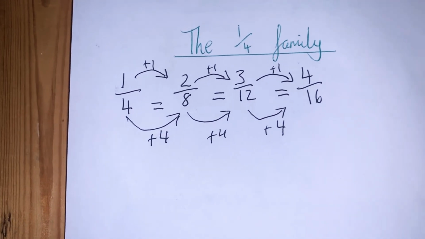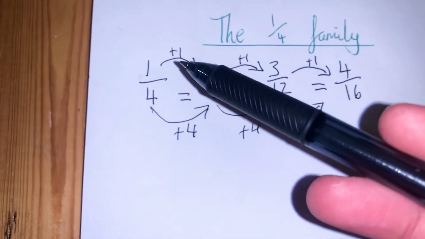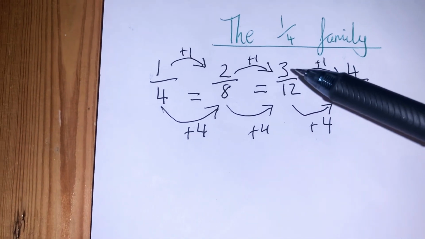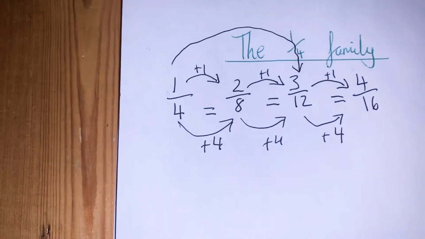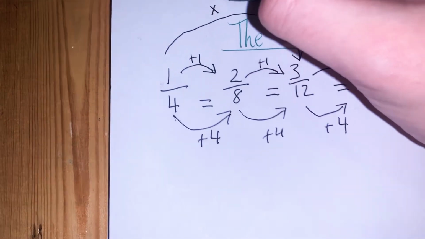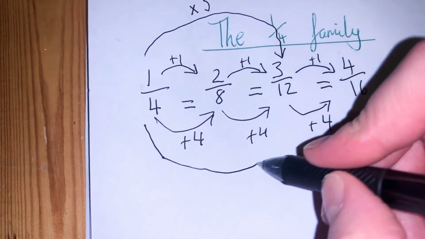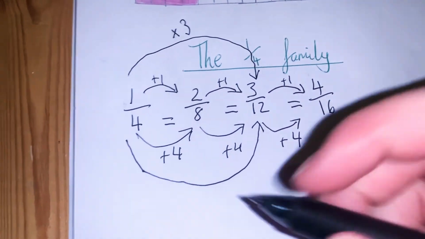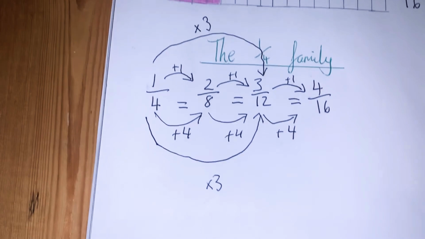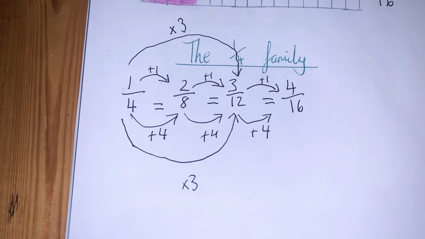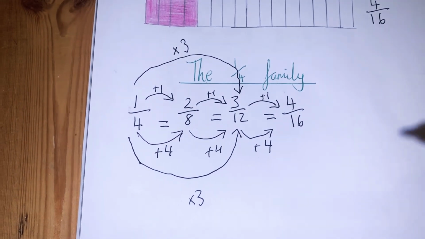Also, if I wanted to multiply, so if I want to get from 1 to 3, I'm going to multiply my numerator 1 by 3 to give me 3. And remember, whatever I do to the top, I do to the bottom. So I'm going to multiply the 4 by 3 as well. That gives me 12. So 1 quarter and 3 twelfths are equivalent fractions. They equal each other. So whatever you do to the bottom, you do to the top.